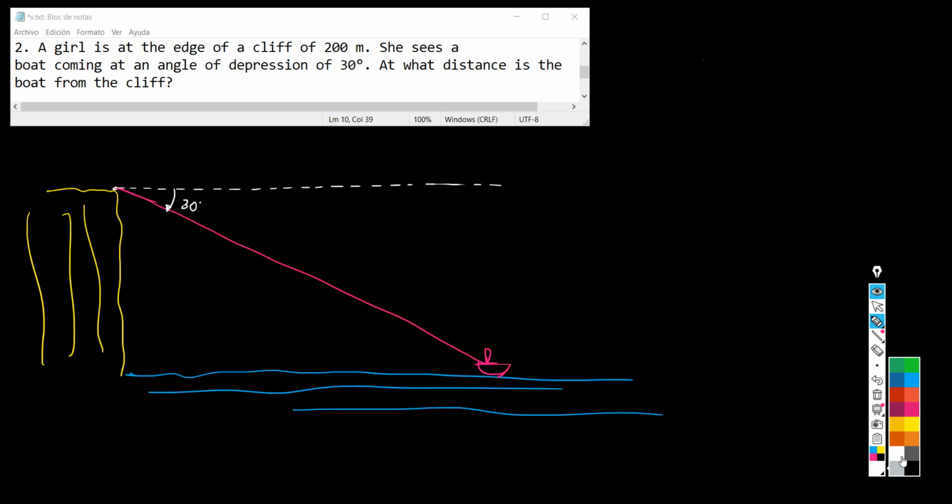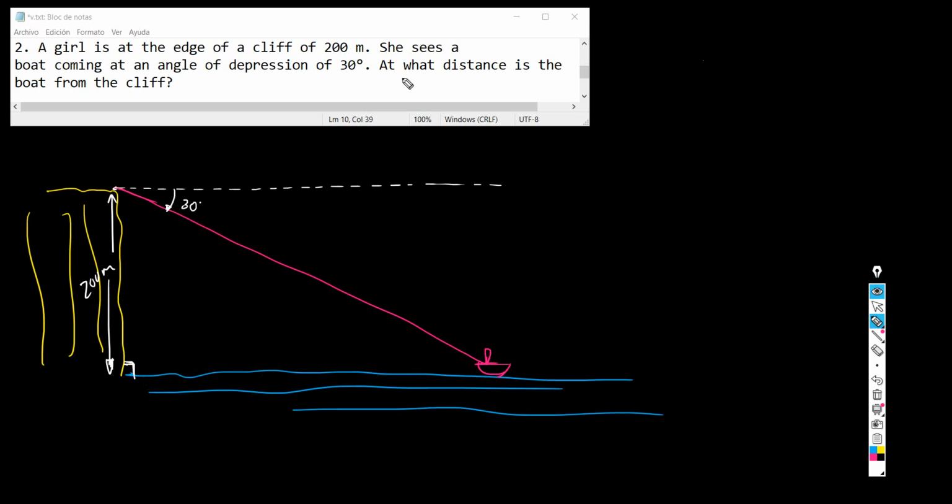By the way, remember the cliff is 200 meters in height, so I'm going to write down 200 meters for this length. This is 200 meters, this is 30 degrees, this is the line of sight, this is the boat, this is the water. What have we created? If you look at this shape, one more time, this is a right triangle. This is my right angle.